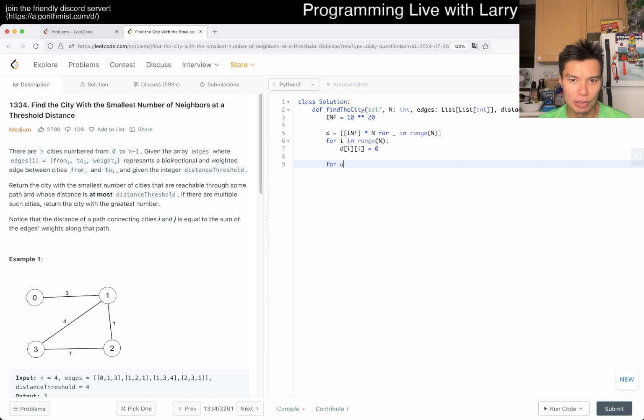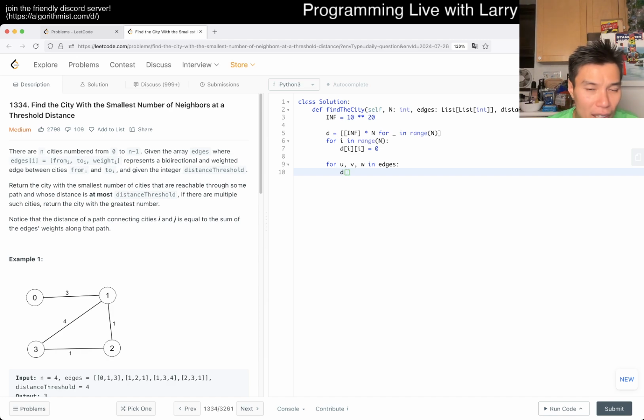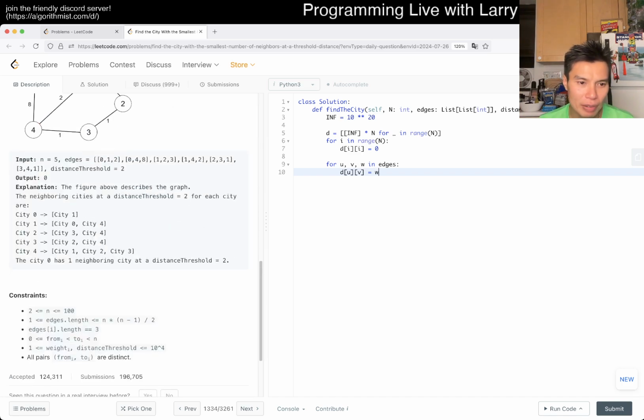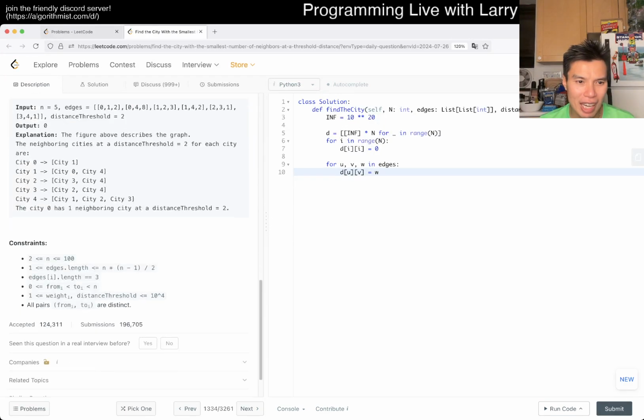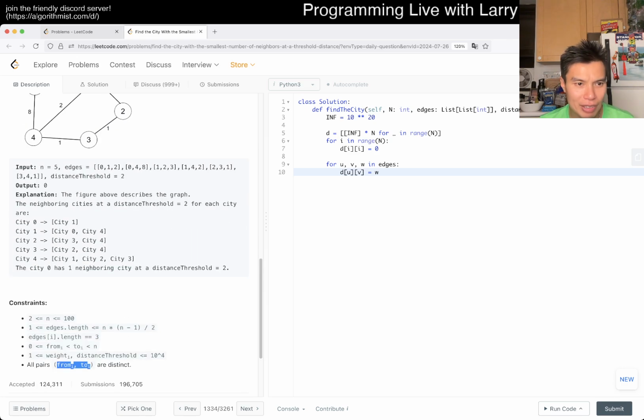So then you have u, v, w in edges. So you have d of u, v, is it 0 to negative? Yeah, okay, 0 indexed, is equal to w. Sometimes they trick you this way, which is kind of awkward. But okay, they're all distinct. Even though they're bidirectional, technically speaking, why do they call it from and to if they're bidirectional? I think that's the part that is a little bit confusing, but in the examples it doesn't matter, so I guess that's fine.